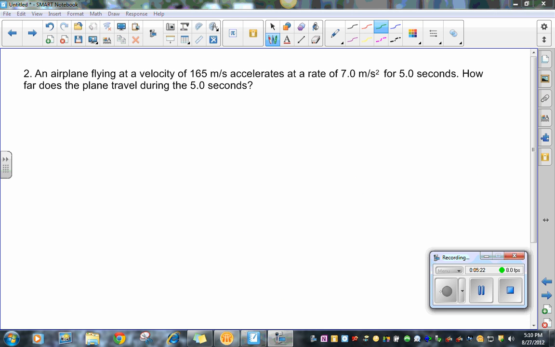All right, let's try this problem. An airplane flying at a velocity of 165 meters per second accelerates at a rate of 7 meters per second squared for 5 seconds. How far does a plane travel during the 5 seconds? Okay, I'm going to pause this for a second so you can list your knowns and your unknowns. Remember, we're just using the kinematics equations in your formula sheet section, that first top left section. Okay, so if you get to that part and you've listed your knowns and unknowns, write down what formula you think you're going to use for this problem.